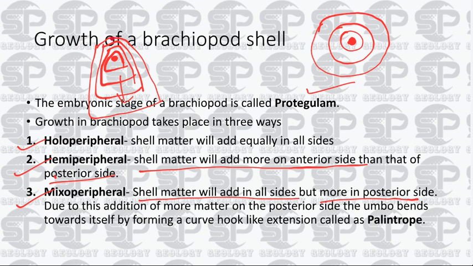If you add more matter on the posterior side, then the umbo will extend and bend on itself. Due to more addition of material on the posterior side, the umbo bends towards itself and forms a hook-like extension. It is called a palintrope. It is because of mixoperipheral growth.